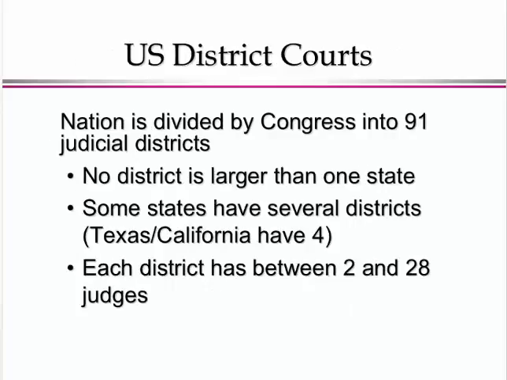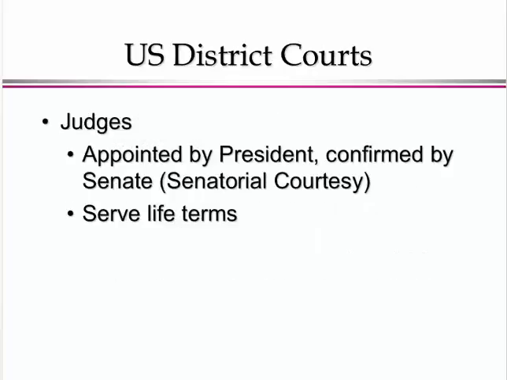Then the nation is divided into 91 judicial districts. No district is larger than a state. Some states have several districts. For example, Texas and California have 4 each. Each district can have between 2 and 28 judges, depending on how many court cases are filed in the state. The judges are appointed by the President for life and confirmed by the Senate.